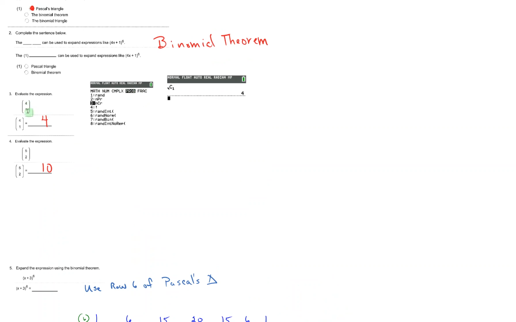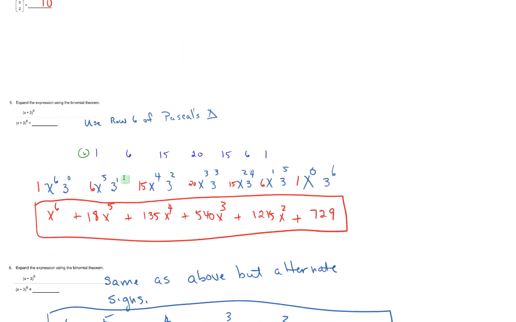4 things taken one at a time. So it's 4 C 1, and then 5 C 2, and you would get those. The last 3 are using the expansion. So x plus 3 to the 6th, we'll use the 6th row of Pascal's triangle, and that is 1, 6, 15, 20, 15, 6, 1. And notice the symmetry, 20's in the middle, and the same things going backwards on either side.